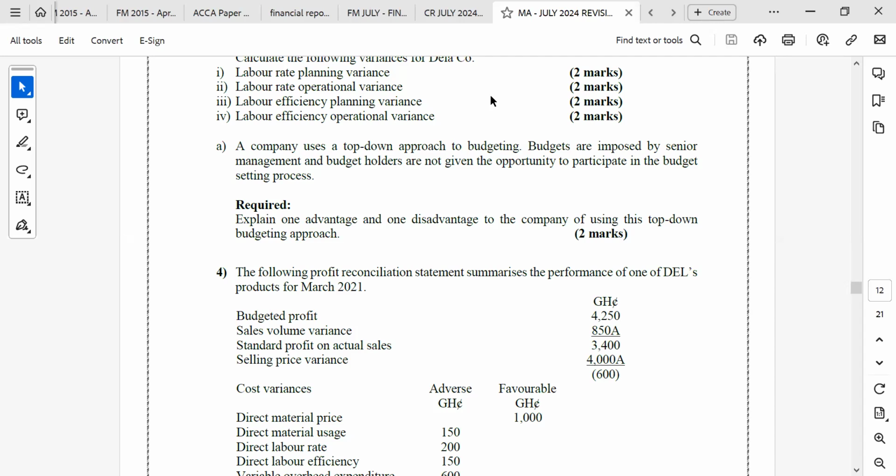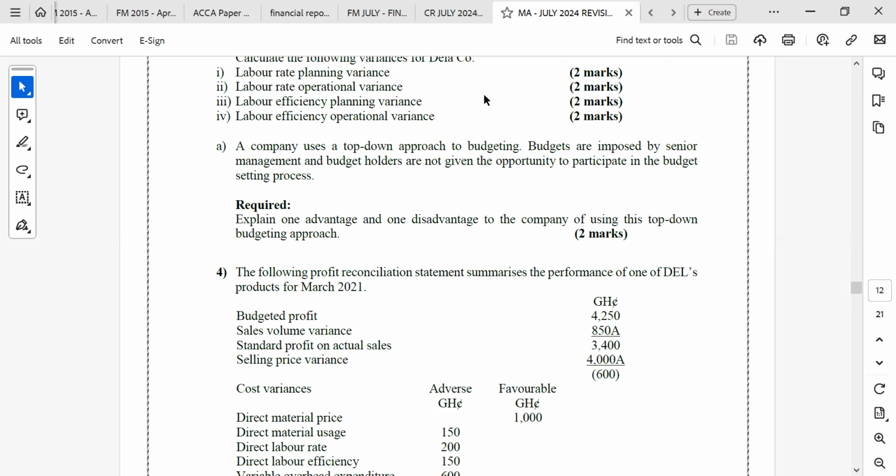Because if you are involved, you know that these things have been agreed on by us, so we can't let this particular agreement down. We have to put in our best to ensure that what we have suggested is achieved. Okay, so those are the issues there.